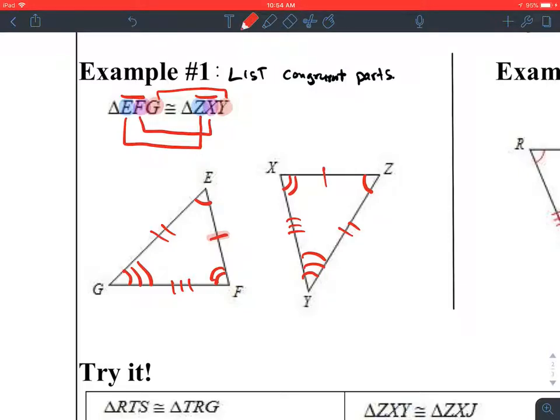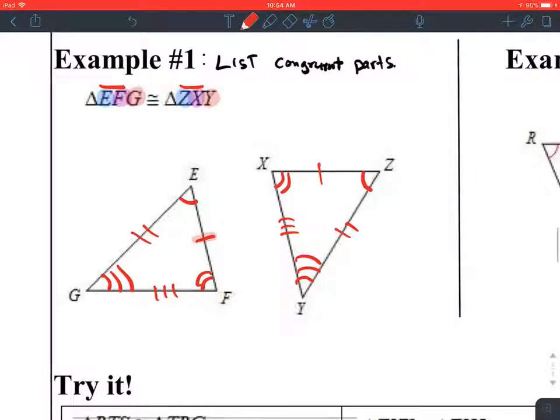So the pictures are not drawn the same orientation, but since you're told at the beginning how things match up together, you know which parts go together. So looking at the picture or the congruent statement, we could say that angle E is congruent to angle Z, angle F is congruent to angle X, angle G is congruent to angle Y. Take a moment and look at those and make sure you understand why.